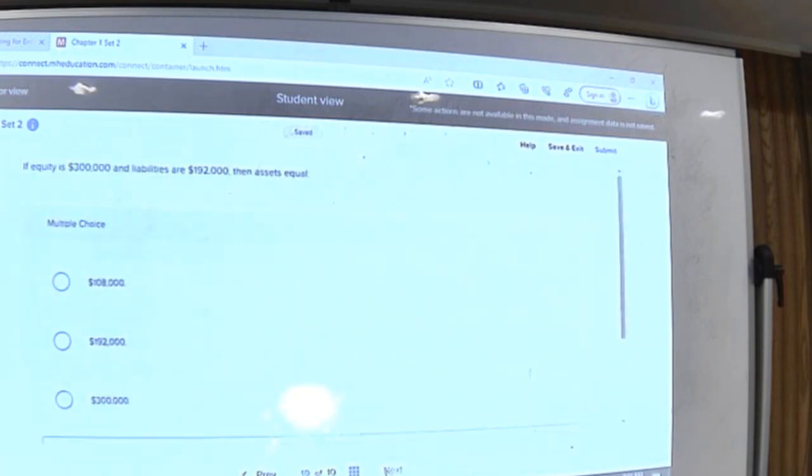And then finally, here's number 10, equity on the right, 300,000, liabilities on the right, 192, the two combined, 492. Got to keep the equation in balance with assets at 492.